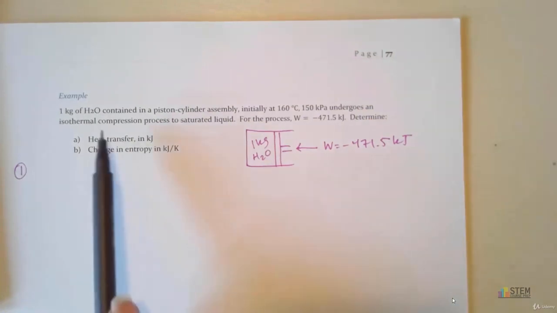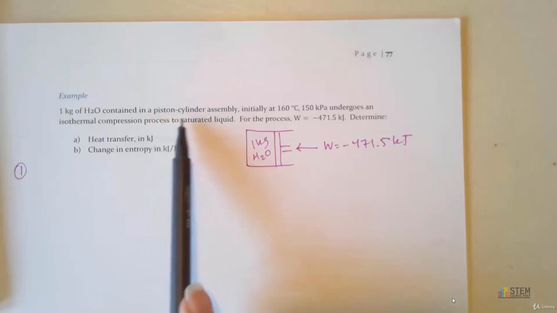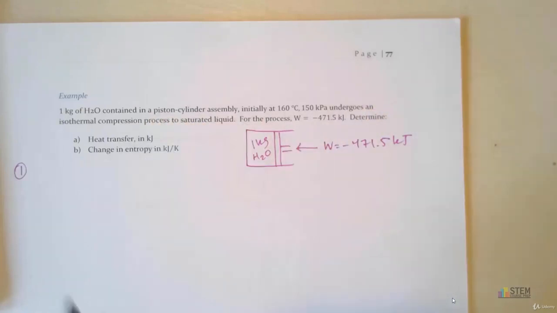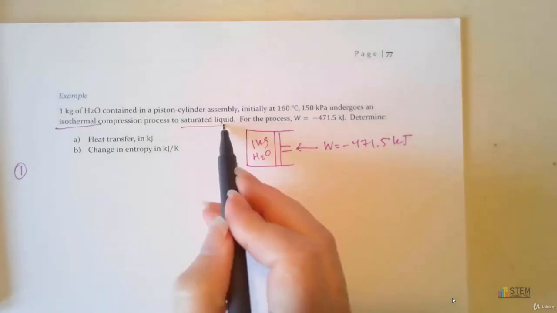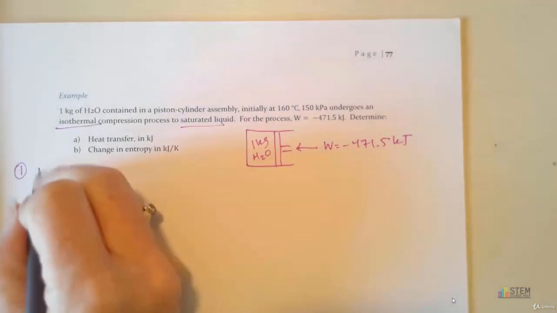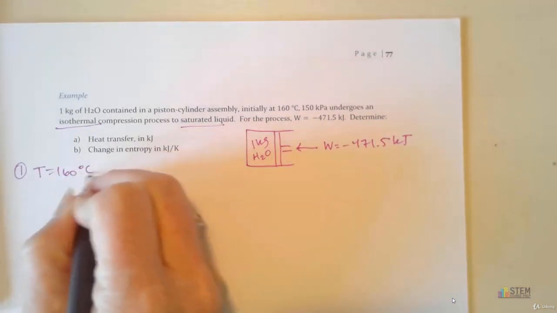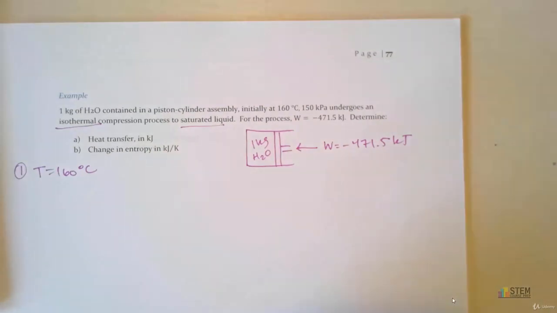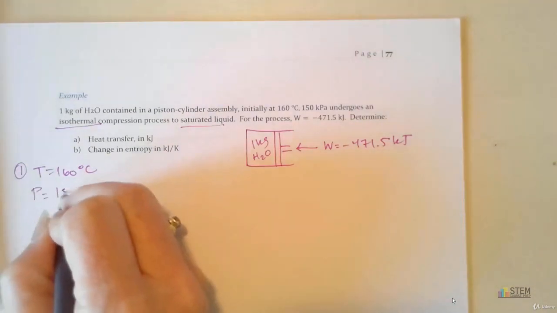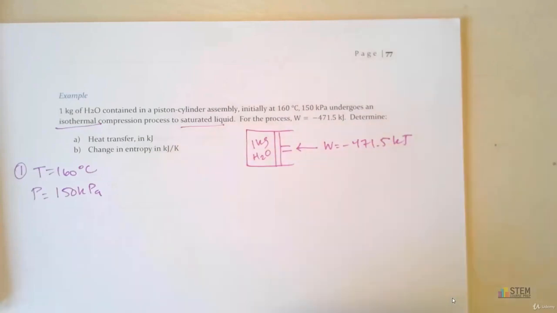And before we do that, let's also look for our keywords. So this tells us we're undergoing an isothermal compression. Remember what that means, no change in temperature. So that's going to be important to see, and we're going to saturated liquid. We're starting out at a temperature of 160 degrees Celsius. Pressure is going to be 150 kilopascal.